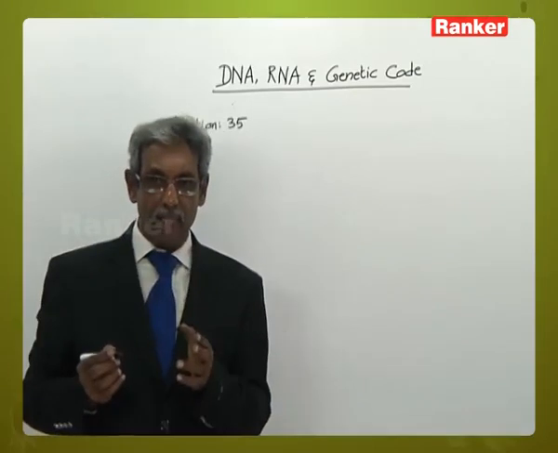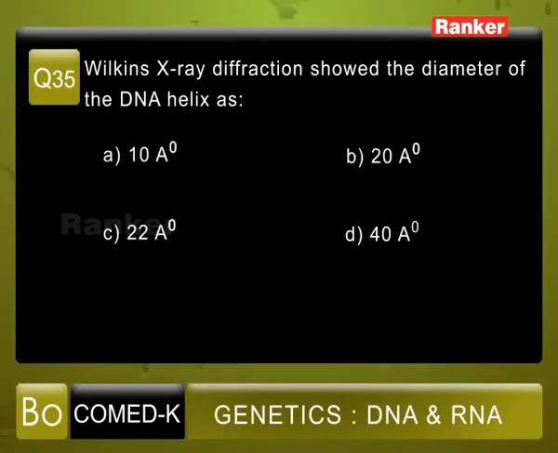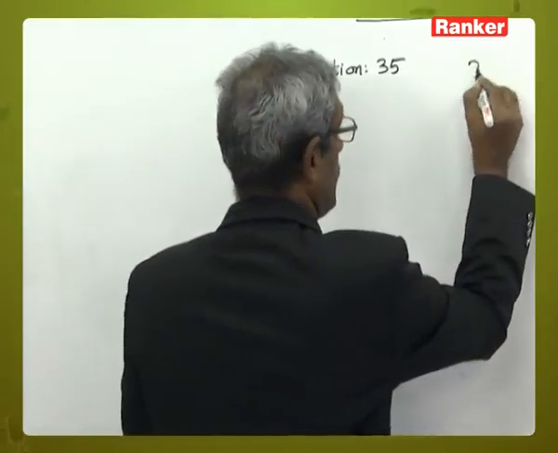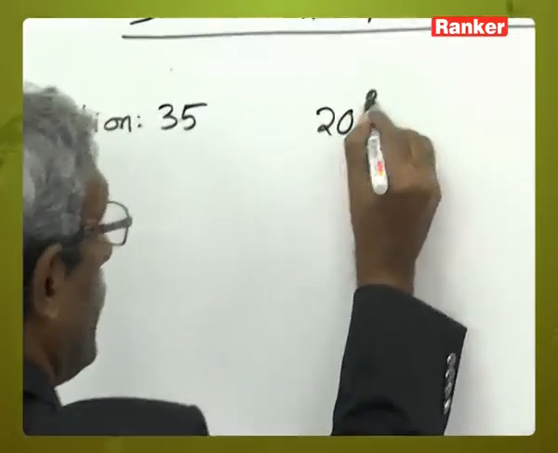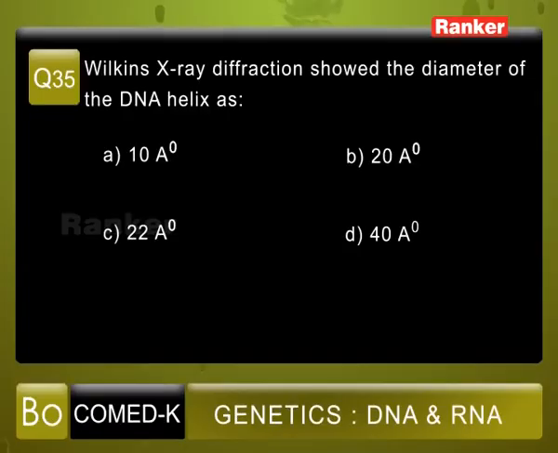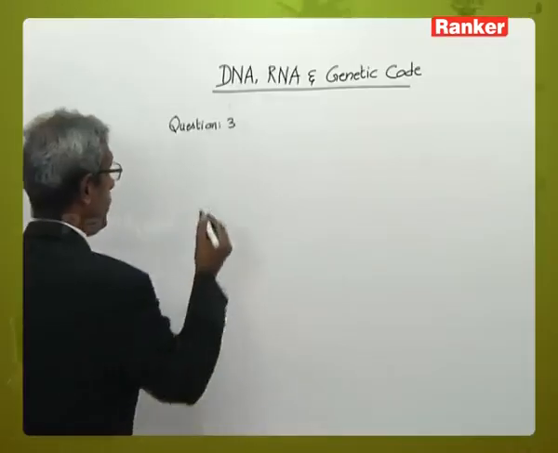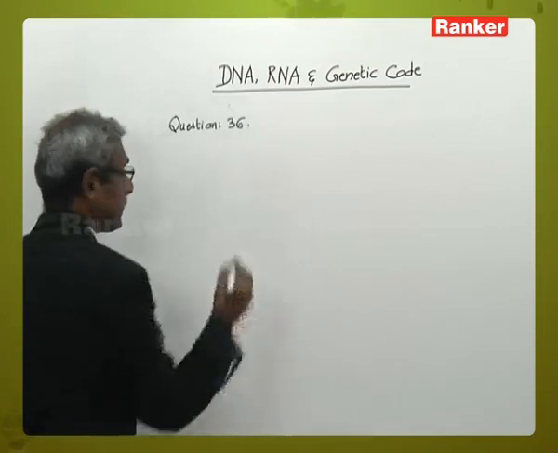Question number 35 asks, by X-ray diffraction studies, the diameter of the DNA helix was determined as 10, 20, 22 or 40 angstrom units. We understand there are 10 nitrogen bases, and the diameter which has been determined by Wilkins' experiment indicates 20 angstrom units of the DNA. Hence the answer is B. We are going to question number 36.